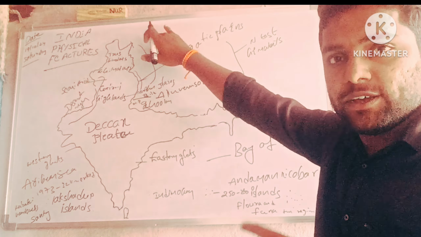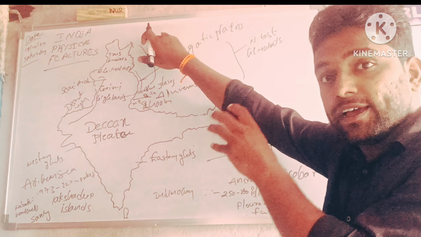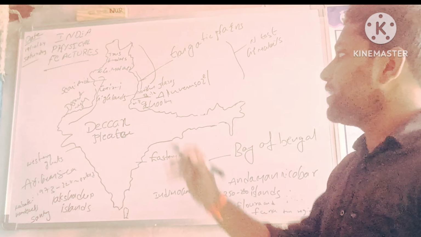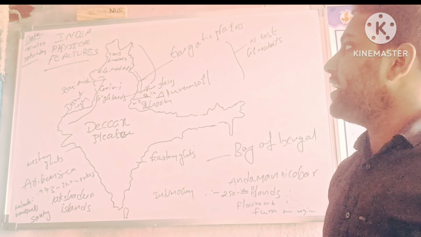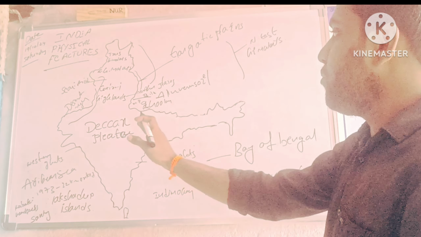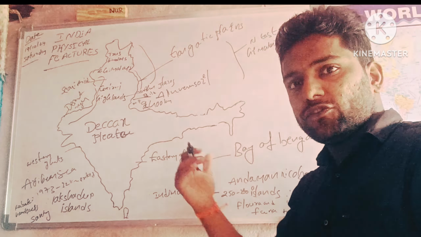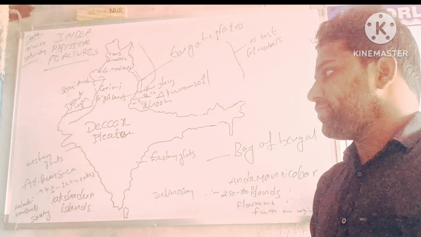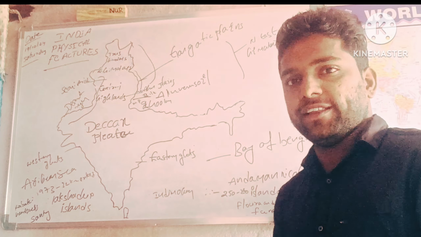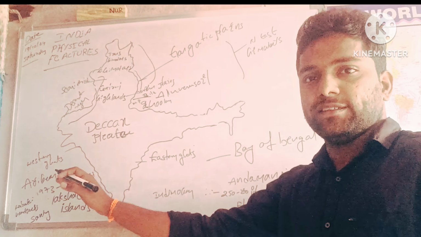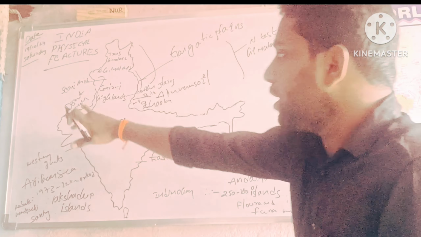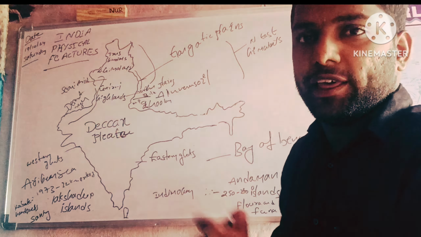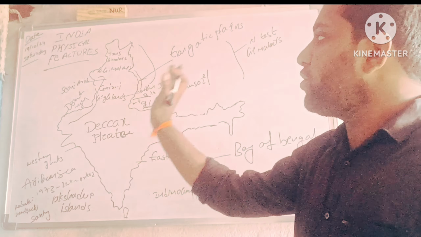In the northern direction, we have the northern plains, the Himalayas, and also the central islands. On the eastern side, there is a water body, the Bay of Bengal. On the western side, there is also a water body, the Arabian Sea. So half of India's boundary is water body.